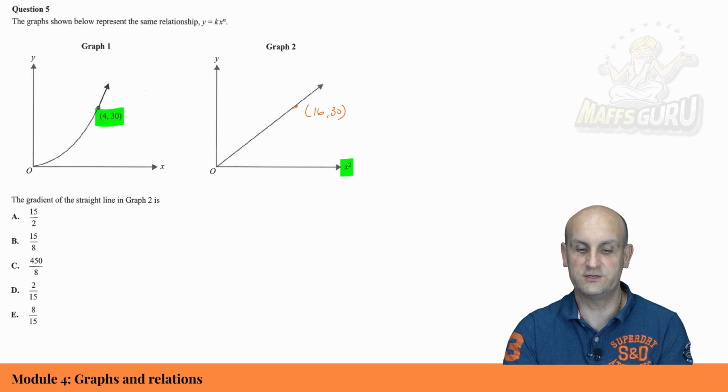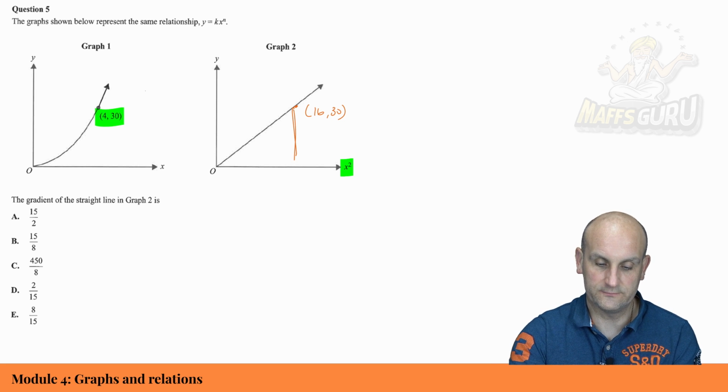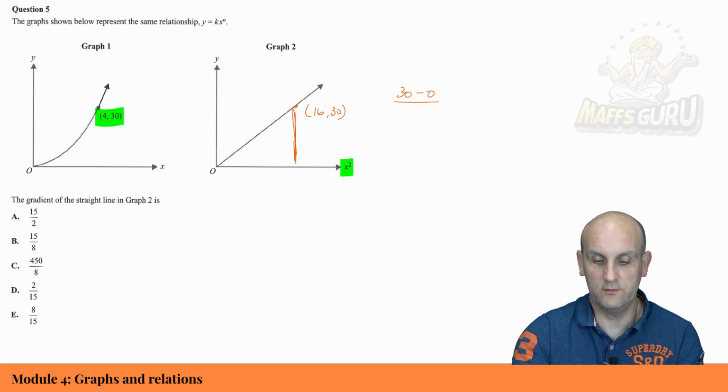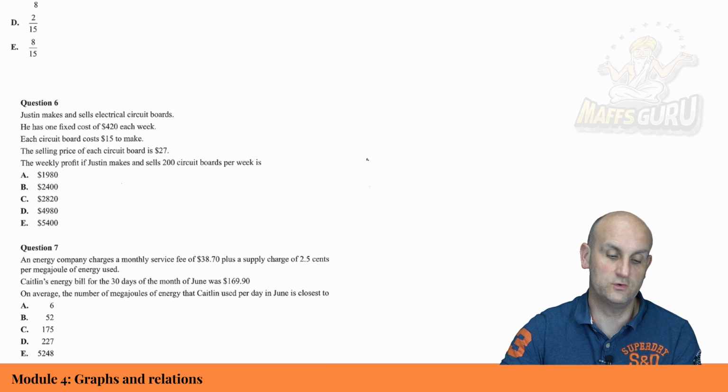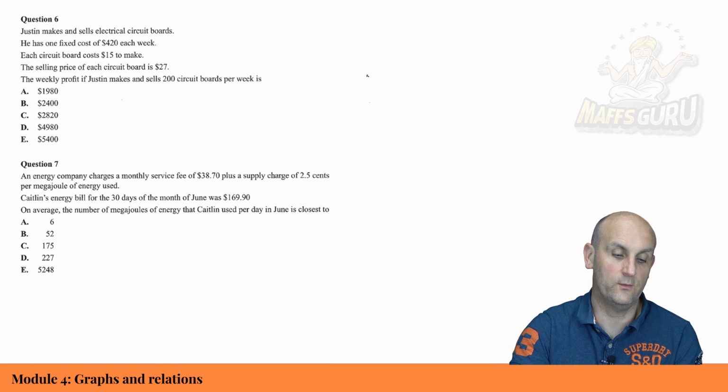Well, now that we've got a nice straight line, we can find the gradient by doing rise over run, which is 30 minus 0 divided by 16 minus 0, which is 30 on 16, which is 15 on 8. So B is the correct answer. And again, I'm sure a number of people got tricked with that one.